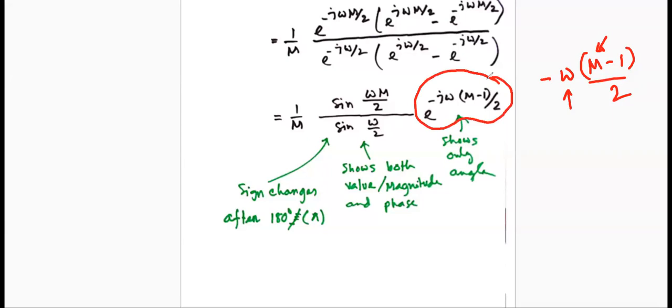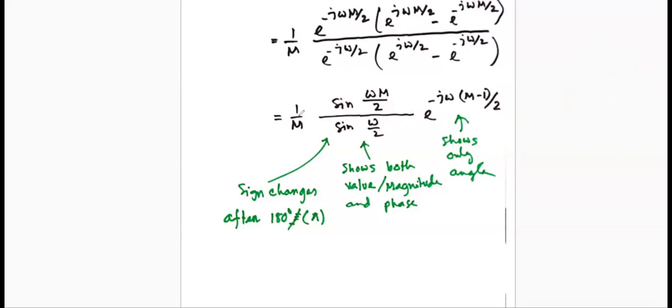There is no portion of the magnitude. The magnitude is 1, which eventually gets multiplied with 1 by m, so there is no question about the magnitude. What I'm mentioning is that this part only carries the magnitude, and this part only carries the phase. What about this? This actually carries both the magnitude and the phase.